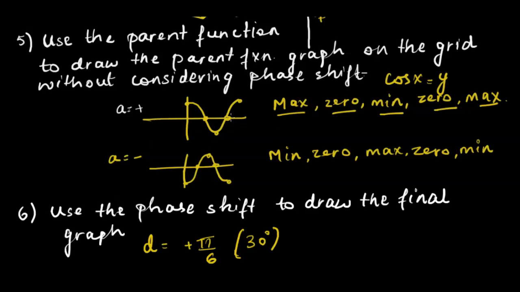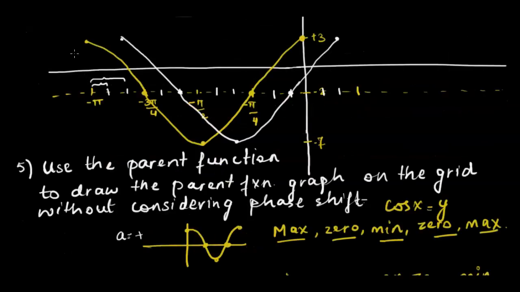And once we make this graph on the given grid, that is this one, then we use the phase shift to move the points according to the phase shift to draw the final graph of the given function. And this is how we use transformations to draw the graph of transformed trigonometric functions.